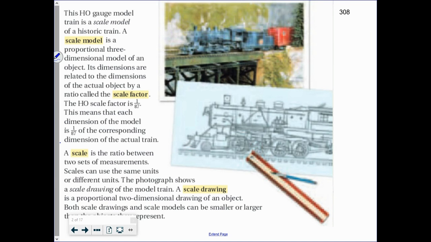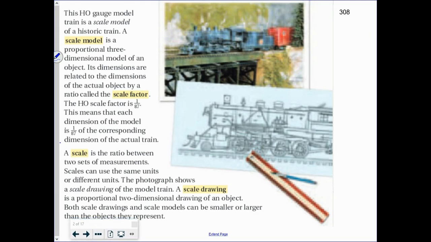A scale is the ratio between two sets of measurements. Scales can use the same units or different units. The photograph shows a scale drawing of a model train. A scale drawing is a proportional two-dimensional drawing of an object. Both scale drawings and scale models can be smaller or larger than the object they represent. So let's talk about that for a second.